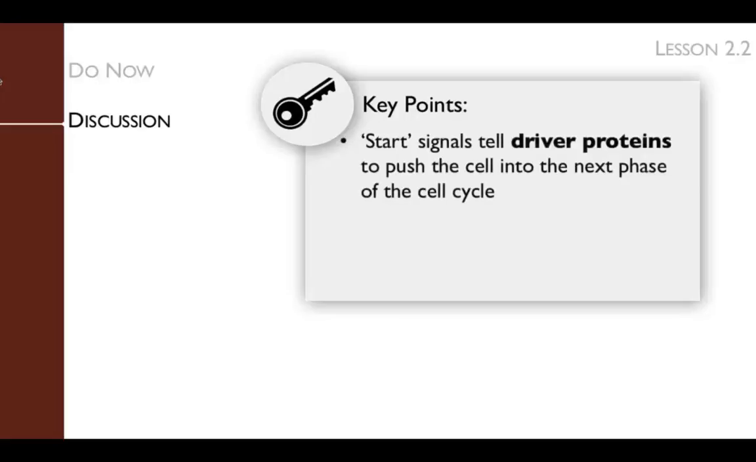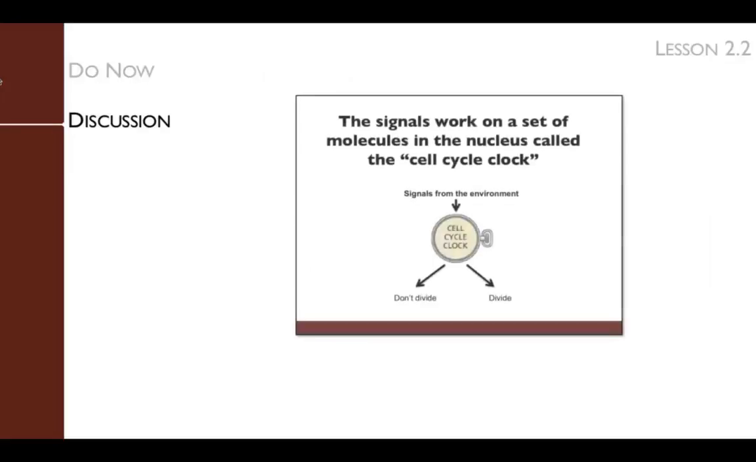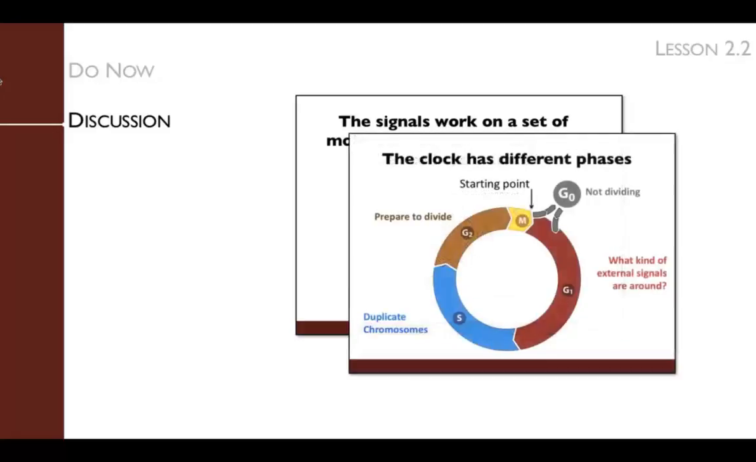The key points of the discussion are that start signals tell driver proteins to push the cell into the next phase of the cell cycle, and stop signals tell checkpoint proteins to inhibit the driver proteins. We can think of the cell cycle like a clock, with gears that move the cell towards mitosis. The first important concept is that the signals controlling the cell cycle are found in the cell's nucleus. The cell cycle clock is divided into different phases. Use the animations on this slide to demonstrate how driver signals move the cell from one phase to the next, while the checkpoint signals pause the cell in a specific phase. The second important point is that driver and checkpoint signals are responsive to the environment.